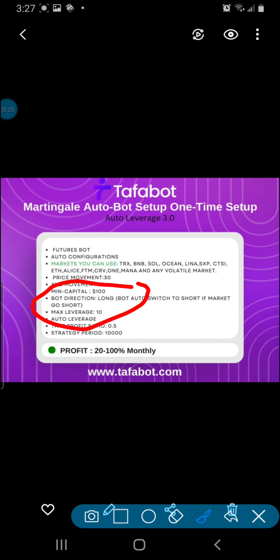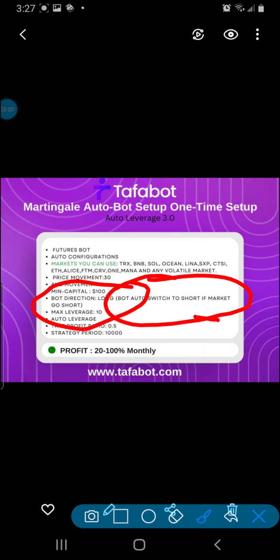The board direction here is written long. However, I know the trend has been bearish for a while, but I am strongly bullish on Bitcoin right now. So I'm going to go long also, but by the time management begins to give indicators, you should take note that that's what we call board direction, either long or short. Now the bot will automatically switch if the market goes short. This is the good part of 3.0 and 3.1. 3.1 right now does all the direction, but for manual you have to give it a direction.